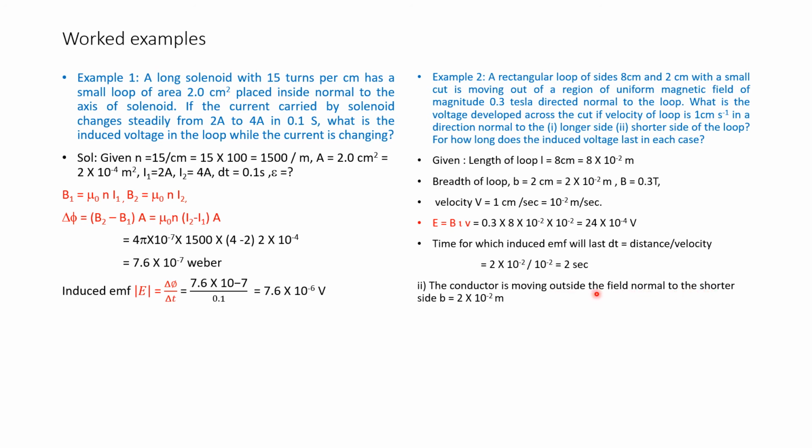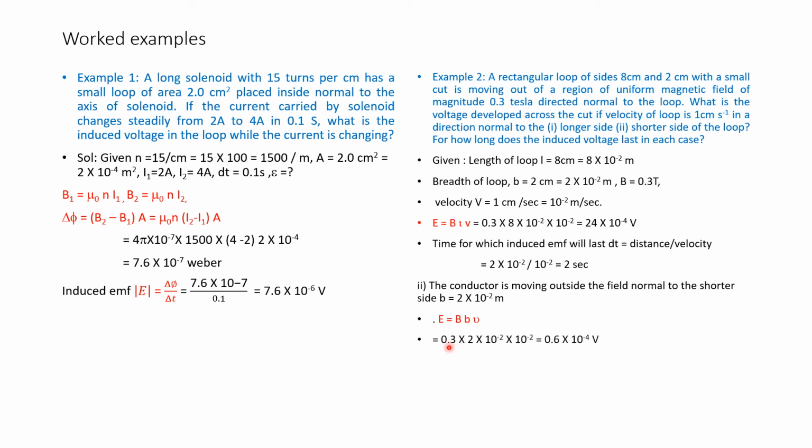Case number 2 is normal to the shorter side, that is, b is equal to 2 into 10 to the power of minus 2. We know the equation, because it is moving through the breadth, the equation becomes E is equal to capital B into small b into V. Small b is the width of the loop, the smaller side of the loop, and V is the velocity.